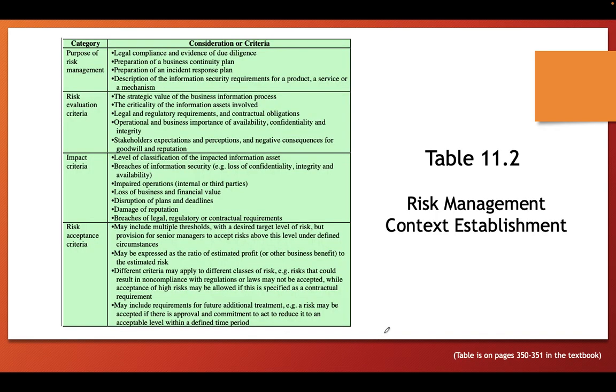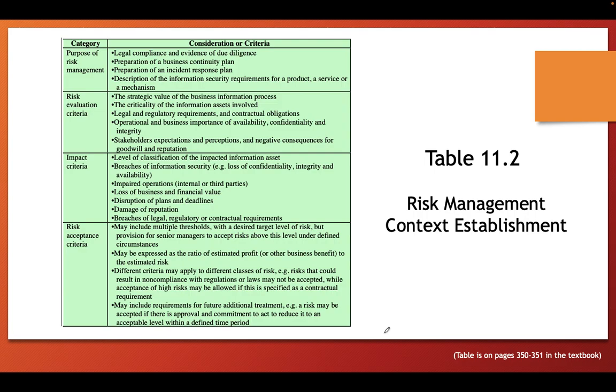So this is table 11.2, risk management context establishment. This takes a look at the various categories, the purpose of your risk management. For your purpose, you have to look at the legal compliance, the preparation of a business continuity plan, the preparation of an incident response plan. Then you have to talk about the risk evaluation criteria, what kind of criteria you use, the strategic value of the business information process, the criticality of the information assets that are involved. All of this you have to look at.